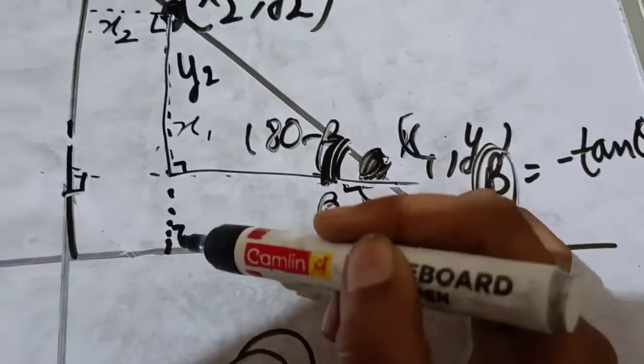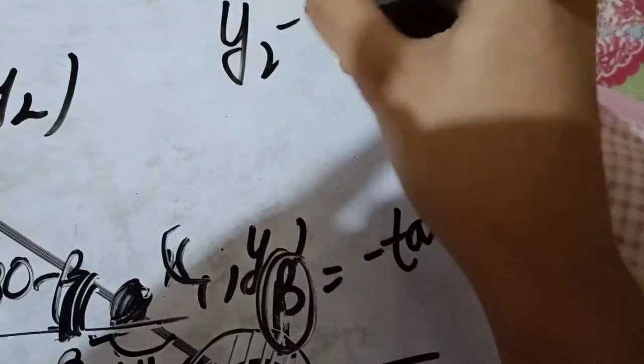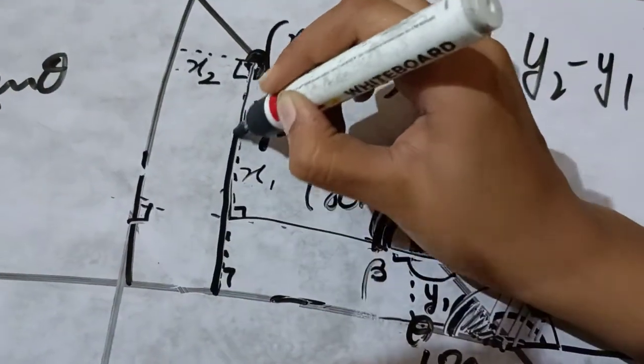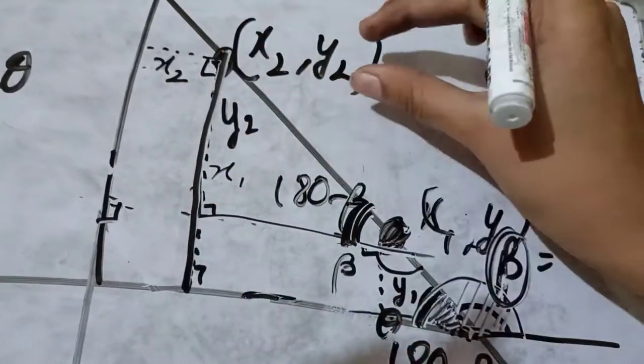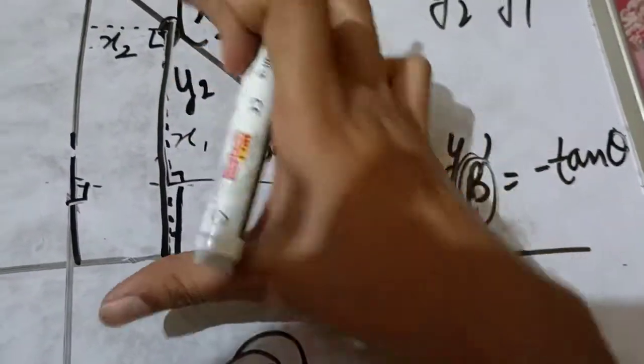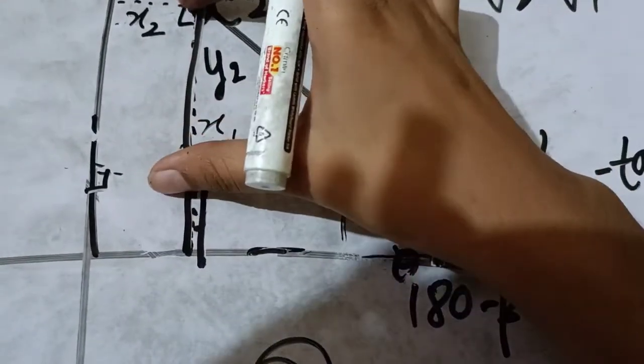Whole y2 minus y1. This is our whole y2. The distance from here to here is y2, and the distance from here to here is y1. So when you subtract this y1 from this y2, you get this distance.